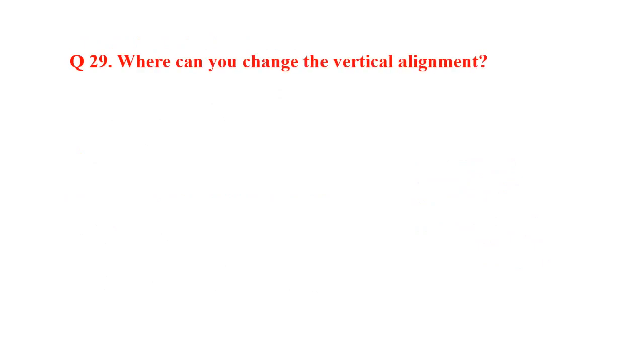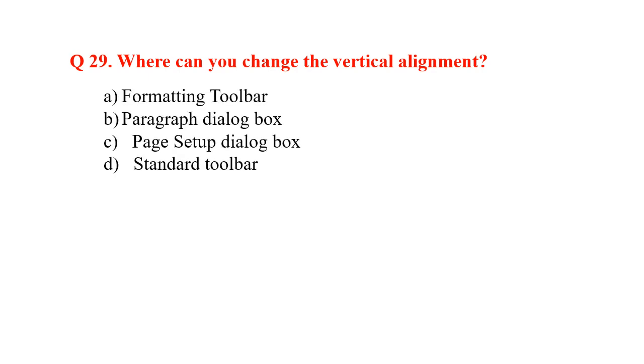Question number 29. Where can you change the vertical alignment? Look at the options. Option A, formatting toolbar. Option B, paragraph dialog box. Option C, page setup dialog box. Option D, standard toolbar. The right answer is option A, formatting toolbar.